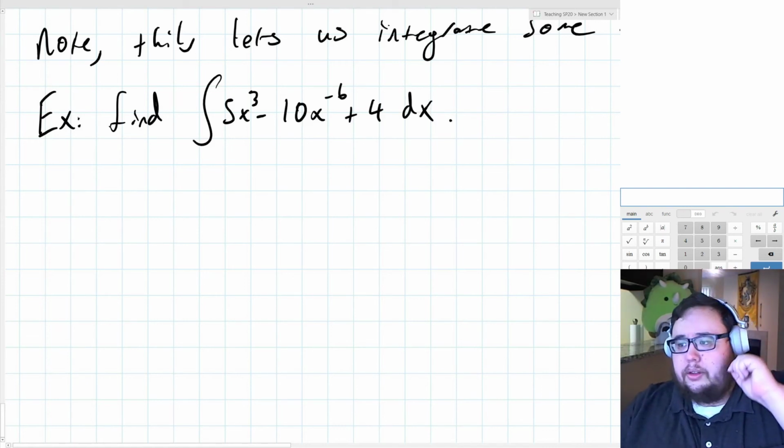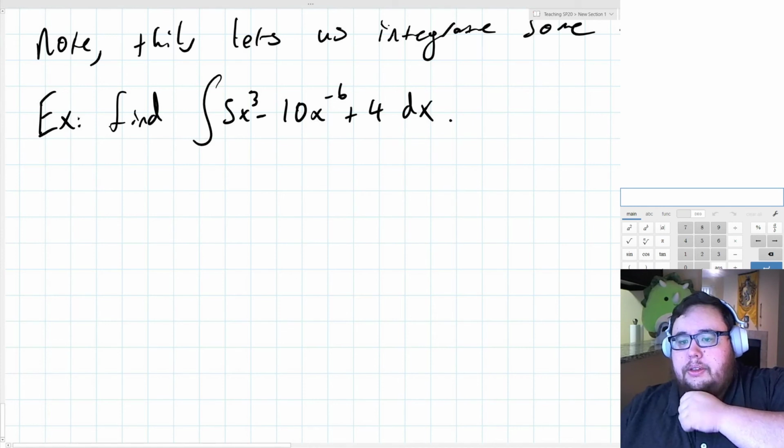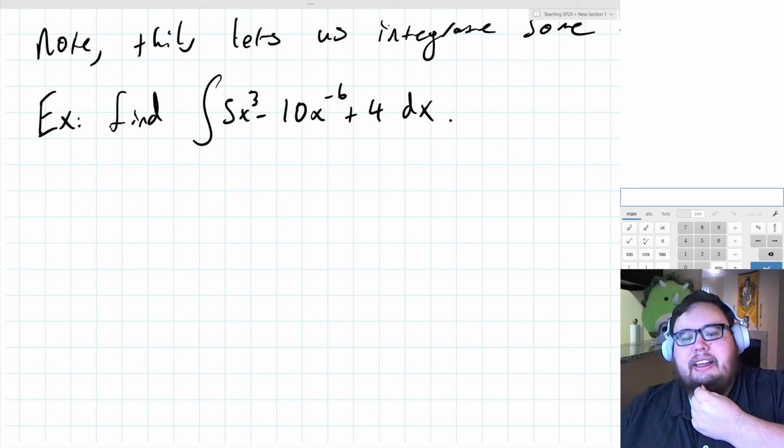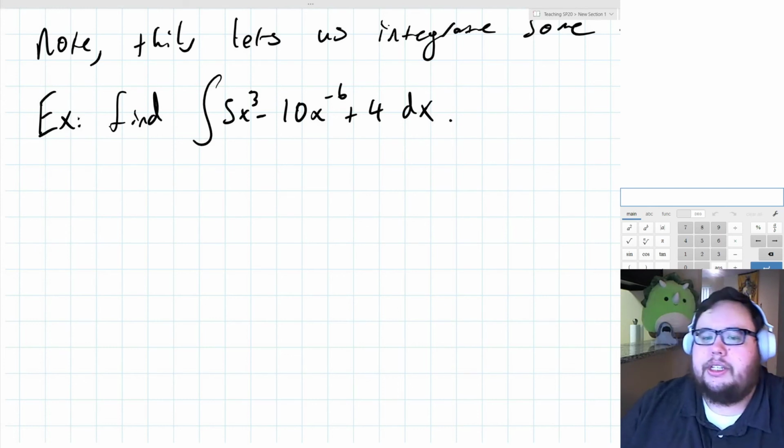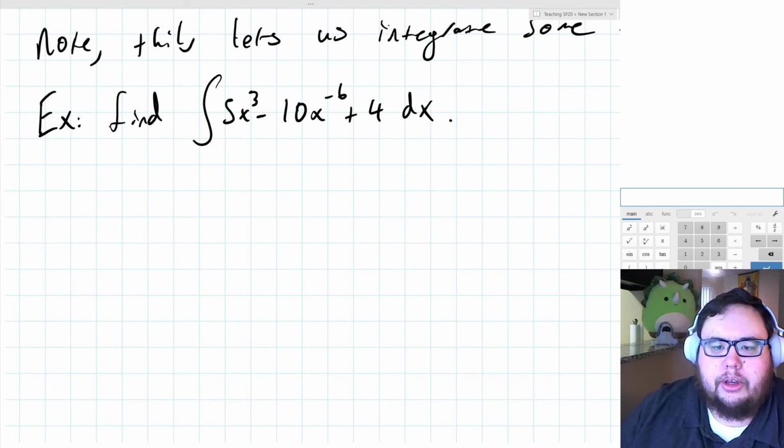Is there a difference between antiderivatives and integrals? Because it seems like you're using the terms interchangeably. They're basically interchangeable. Antiderivatives and indefinite integrals are essentially interchangeable at this point because of the fundamental theorem of calculus.